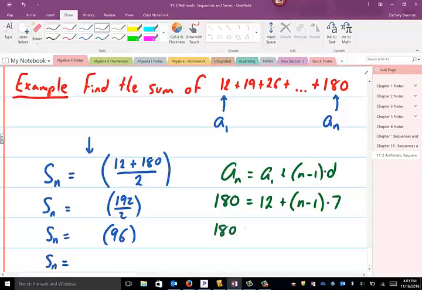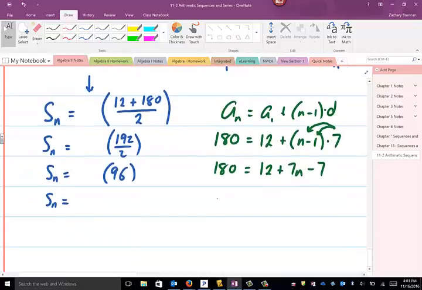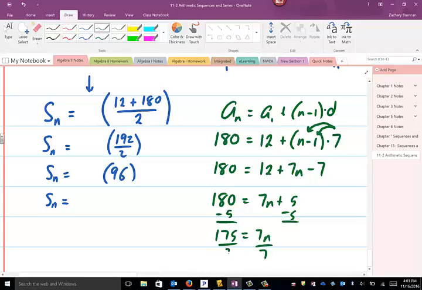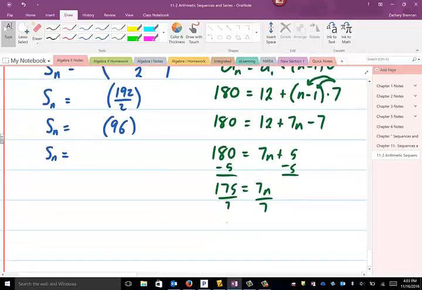So you did this in the last homework. So 180 equals 12 plus. Here's the spot I saw some people struggling with. That's distributive property. 7 times n is 7n. 7 times negative 1 is negative 7. Okay, so what is this going to be? 180 equals 7n plus 5. I'll subtract my 5. That's 175 equals 7n. I'll divide by 7. And apparently that turns out to be 25 is equal to n.